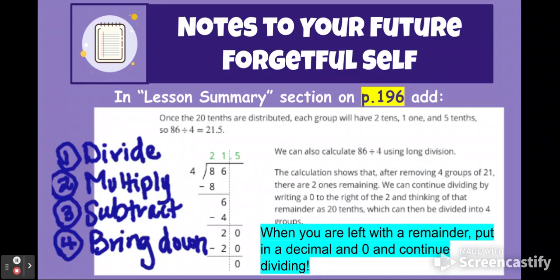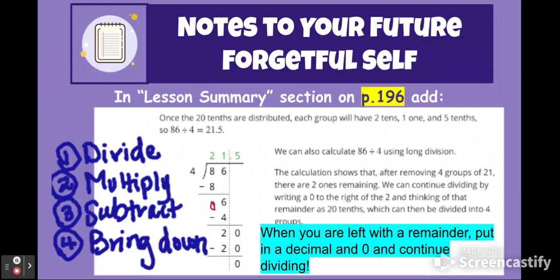Let's remind ourselves of some very important things regarding long division. Number 1, here are my steps for long division. I'm going to start by dividing. Like 8 divided by 4 is 2. Then I'm going to multiply. 2 times 4 is 8. I'm going to subtract them. 8 minus 8 is 0. And then I'm going to bring down the next place value. So I bring down that 6. So I essentially have a 0 there and 6.